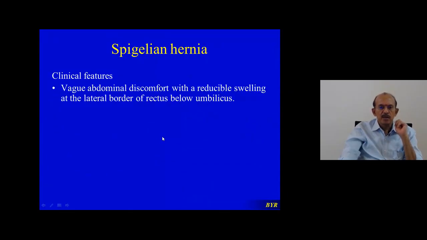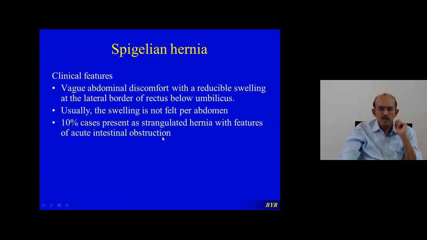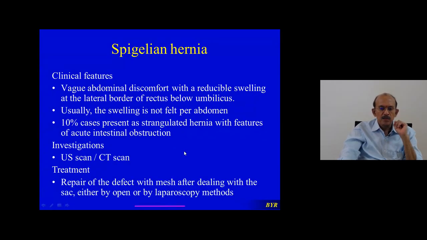Clinical features: vague abdominal discomfort with reducible swelling at the lateral border of the rectus below the umbilicus. Usually the swelling is not felt per abdomen. 10% of cases present as strangulated hernia with features of acute intestinal obstruction. Investigations: ultrasound scan or CT scan. Treatment: repair of the defect with mesh after dealing with the sac, either by open or by laparoscopic methods.